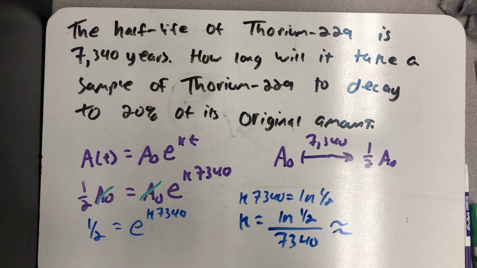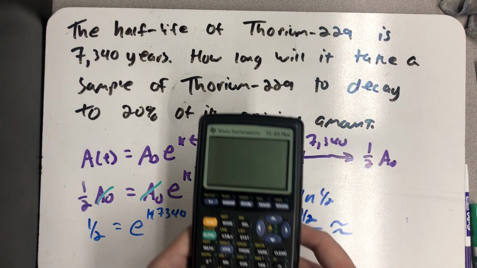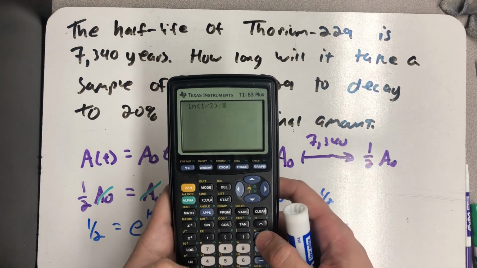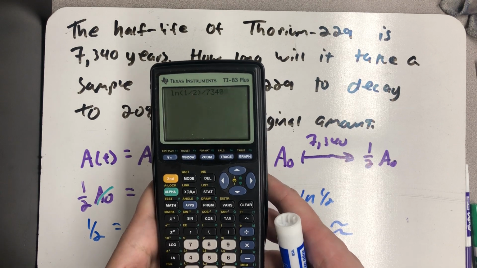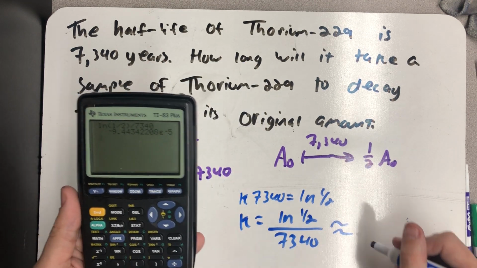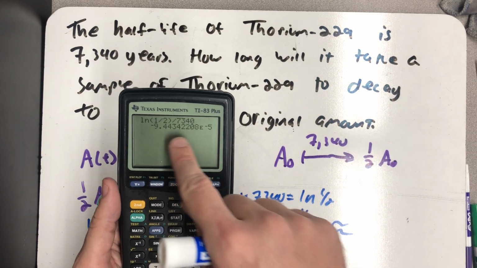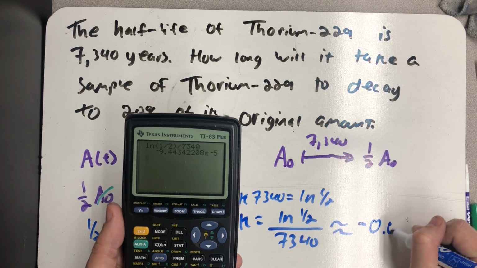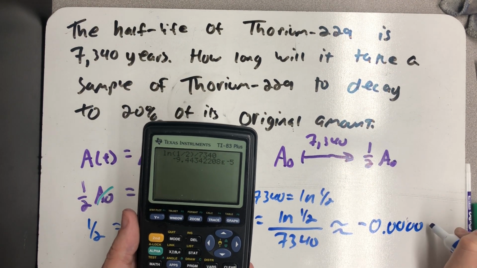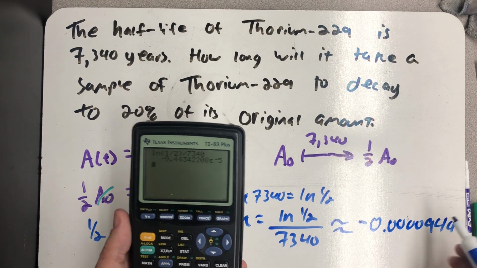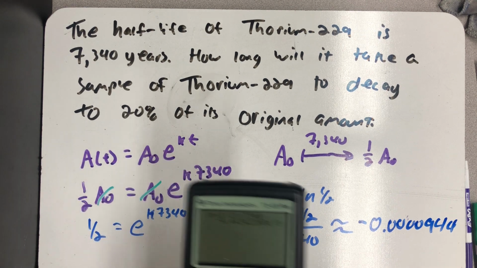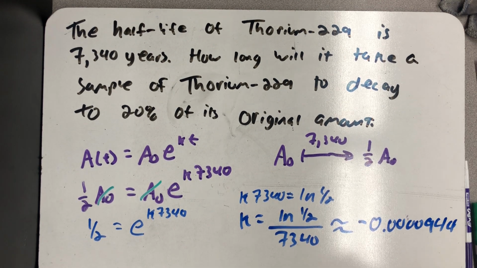Okay, so let's see what that is. So the natural log of 1/2 divided by 7,340. All right, I get minus 9.44 times 10 to the minus 5th. So I'm going to go on and write that without the scientific notation. So I imagine moving that decimal place 5 places over, and I have this very, very small value for k.